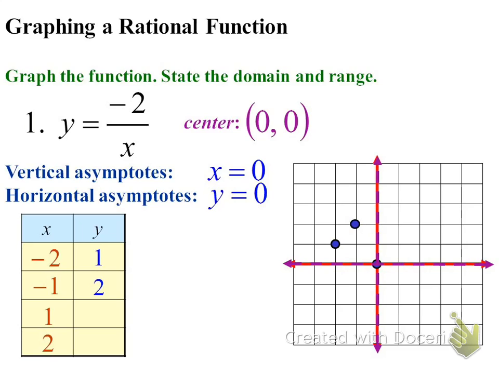2 points to the right. When I divide negative 2 by 1, I get negative 2. Negative 2 divided by 2 is negative 1. And then you're going to connect those. You're never crossing those asymptotes. So your 2 points to the left are their own curve. 2 points to the right are their own curve.